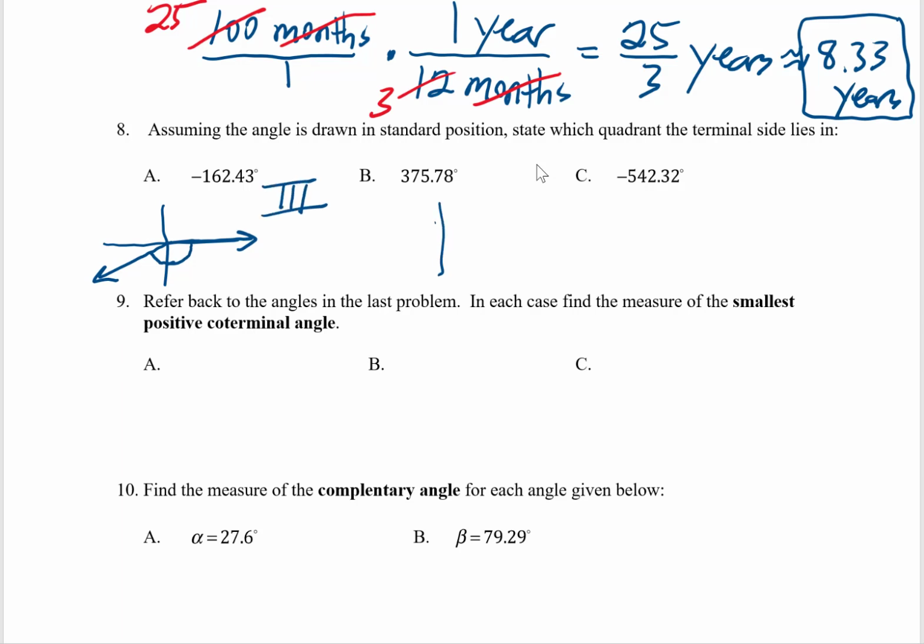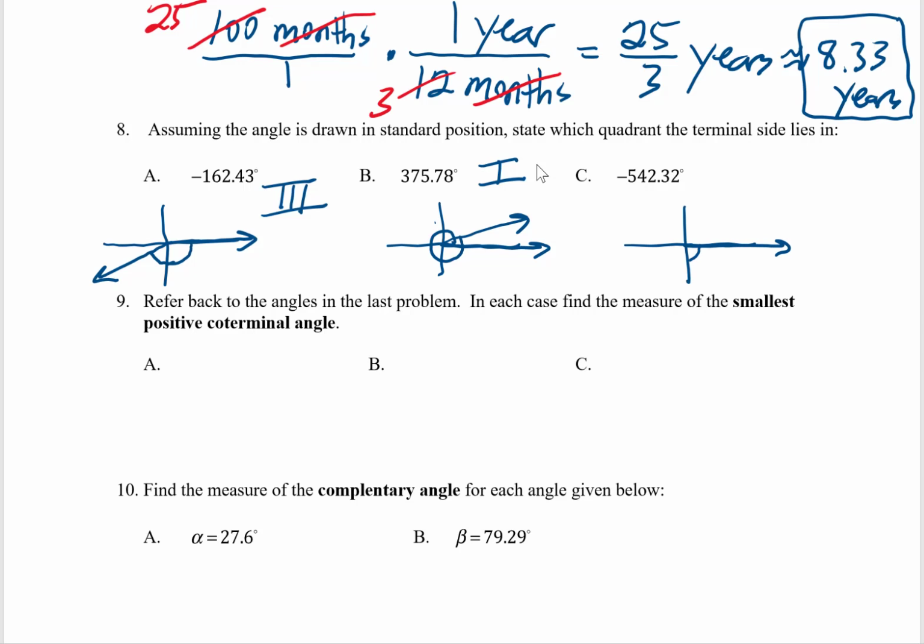For part B, the angle is positive, so I will rotate counterclockwise. I'm actually going all the way around once because that's 360. This is just a little bit more than that, about 15 degrees more, so I'm going to land here in quadrant 1.